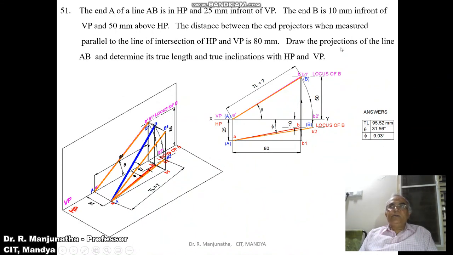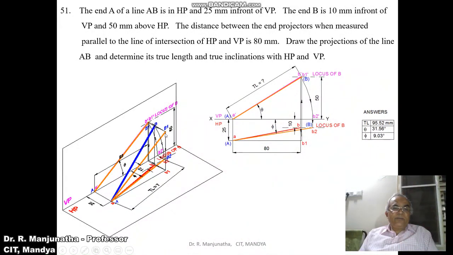Now we need to find out the true length. To find out the true length, the line has to be parallel to one of the planes. So if you want to find out the true length in the vertical plane, you make the line which is in space, that is capital AB, parallel to VP. That means A is in front of VP by 25 mm, and similarly B should also be in front of VP by 25 mm. So with A as center, you rotate B such that it goes to the new position, which is B1. Both A and B1 are in front of VP by 25 mm. Then only it is parallel to VP.